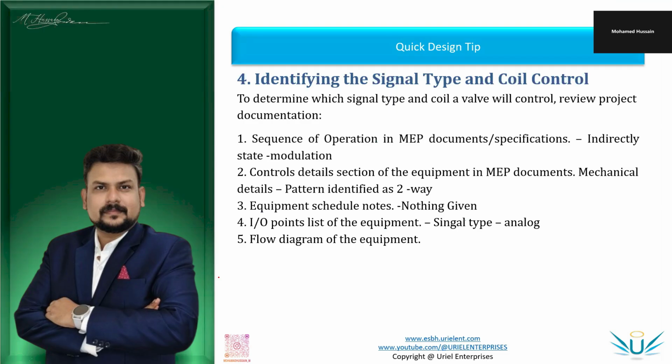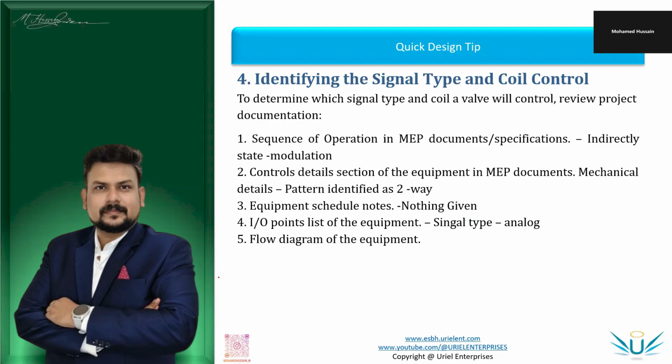So coming into the practical part, how to identify the signal type and how to identify the valve pattern. This question will arise for you. Here is a tip: you can get this information while reading the sequence of operation. I will show the document. You can see the control details of a particular equipment, identify the patterns from the equipment schedule, or see from the IO point list, or from the flow diagram.